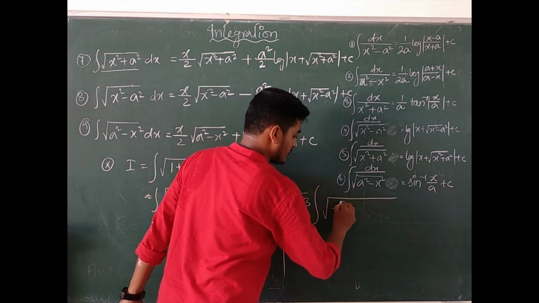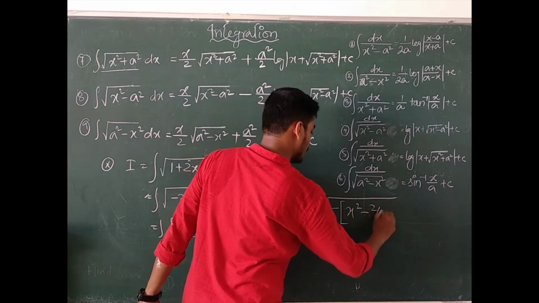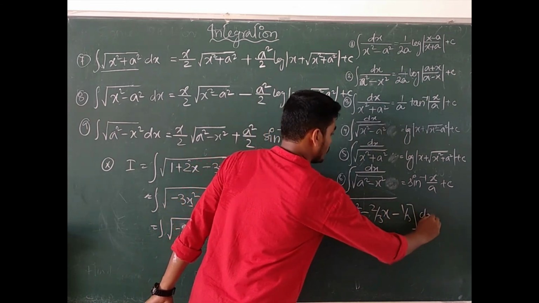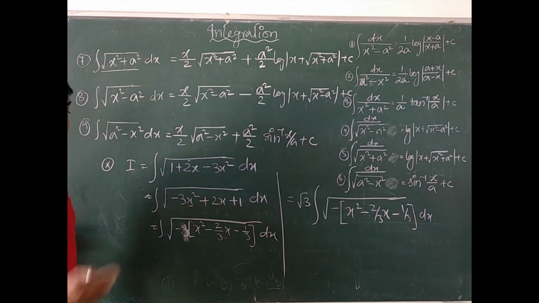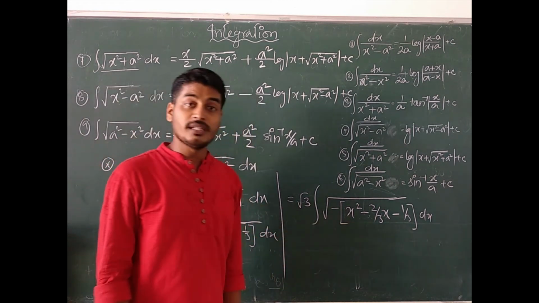So minus, it will be x square minus 2 by 3 into x minus 1 by 3 dx. Is it clear? So we have got this one expression. You cannot take out minus from the square root. Square root will be minus 21. So then what you will do in the next step? The next step is that you have to make it as a completing square.